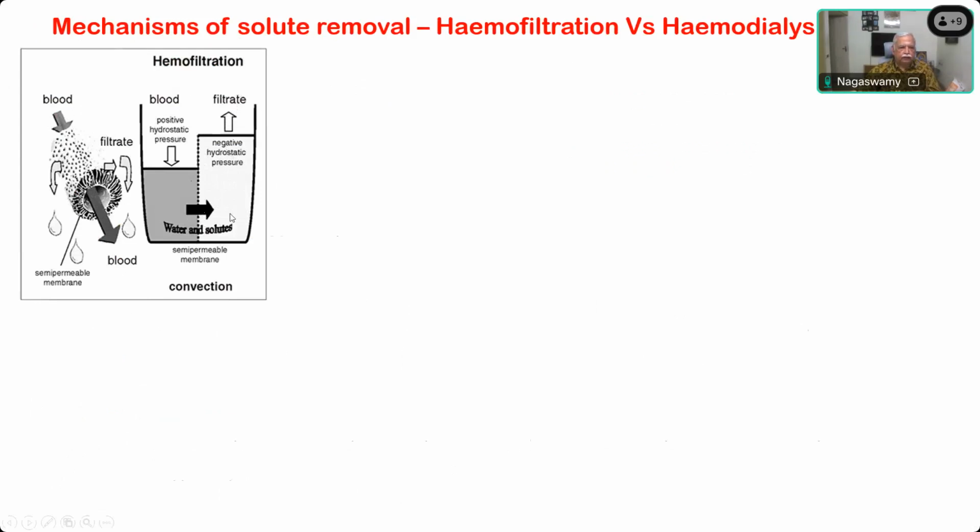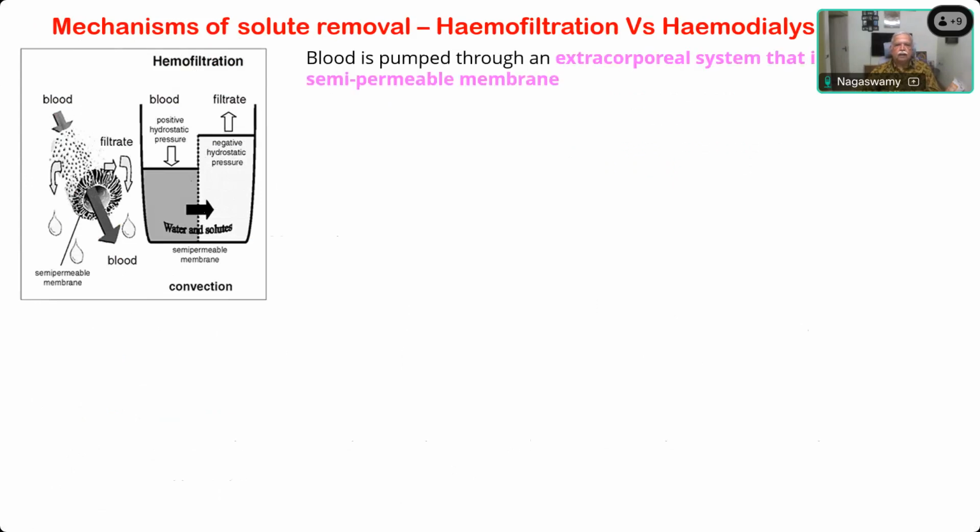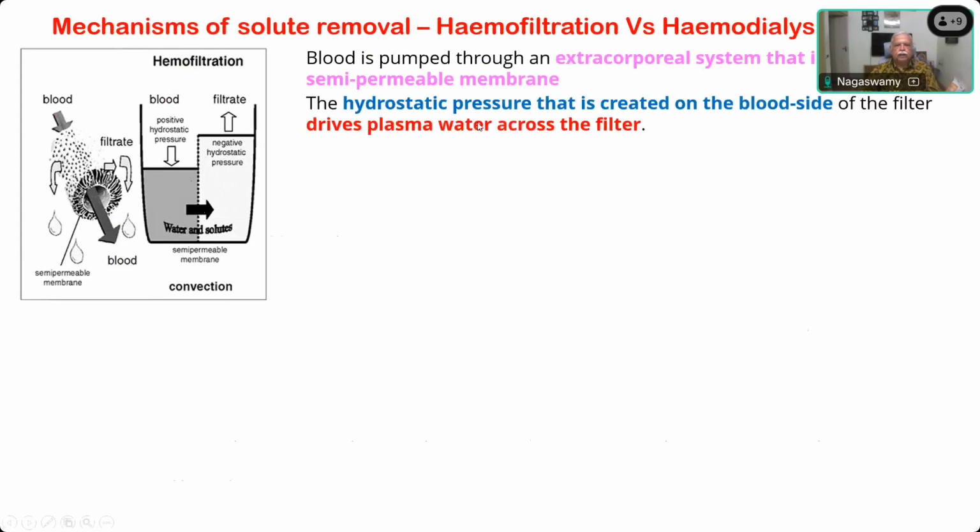This is the filtrate. And this process is called the convection process. And the whole thing is called hemofiltration. So remember your tea filtration, and you can easily answer this by hemofiltration. So here the blood is pumped through an extracorporeal system that incorporates a semi-permeable membrane. The hydrostatic pressure that is created on the blood side drives the plasma water across the filter. This process is sometimes also referred to as ultrafiltration.